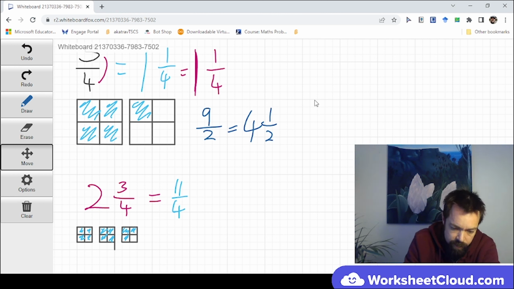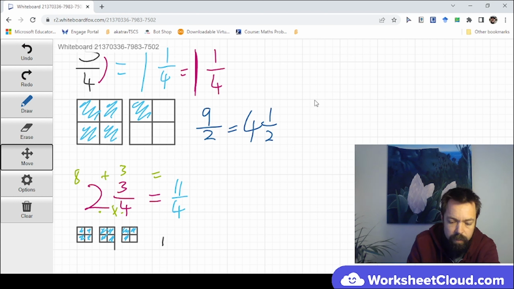And so it's easiest to say we've got 2 sets of 4, so I'm going to go 4 times 2 is 8. I'm going to keep the 8 in my head. And then I'm going to add the 3 that's on top, which gives me 11, and then my denominator stays the same. So let's just do 2 examples with that.